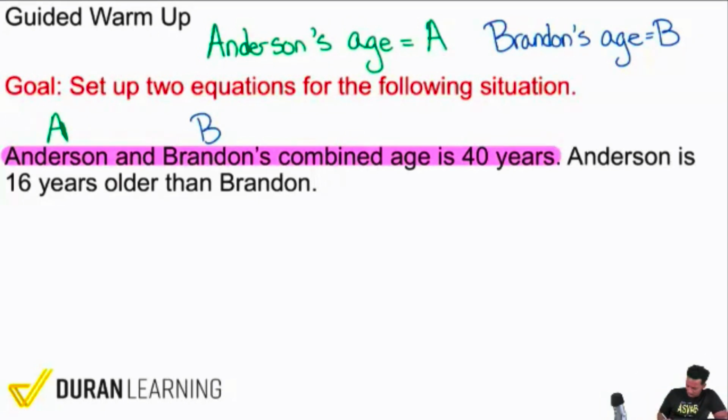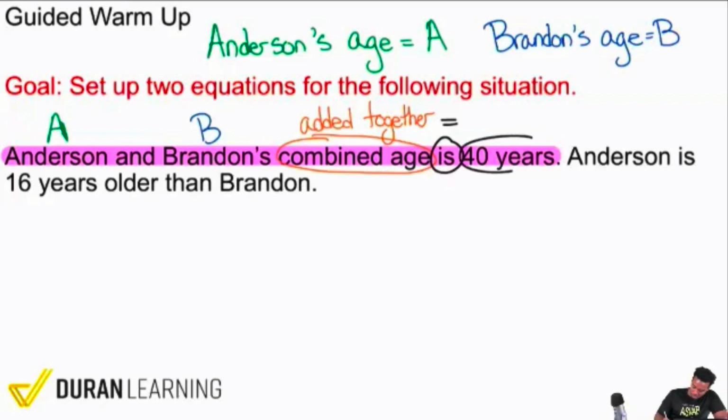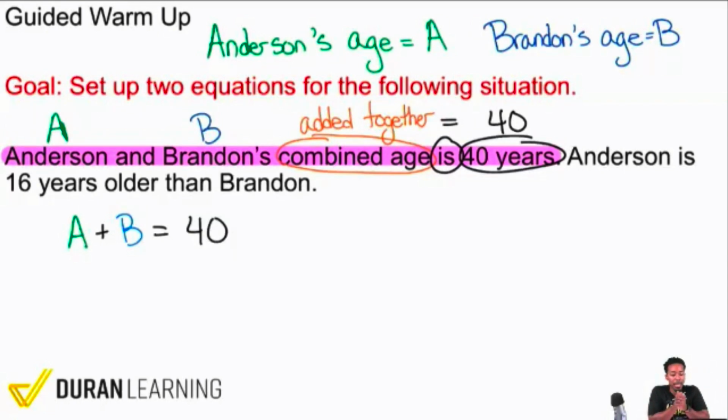So I'm going to go ahead and grab a different color here. Combined age. So added together. Everybody, the key word is, what does that mean in math? Help me out here. The key word is means what? Equals. And then it says 40 years. And there it is. And so what we can get out of this, everybody, is this. A plus B, Anderson and Brandon's age combined equals 40. Yes or no, everybody? Does that setup make sense? Anderson and Brandon's age combined is 40 years. So if I add A and B, I'll get 40.